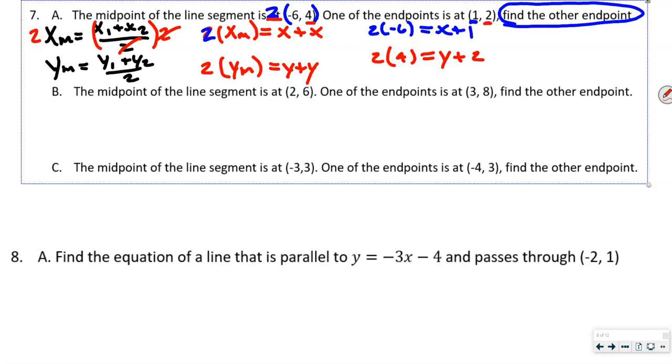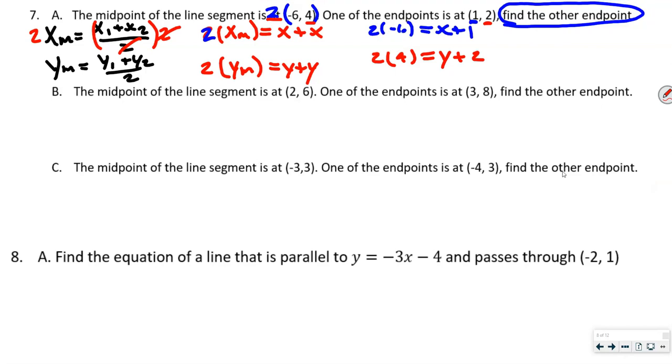So that's going to be what? -12. Actually, let me do this in blue, just so I can keep my color scheme here. So this is going to be -12 is equal to x plus 1. So we subtract 1 from both sides here. So that means x is going to be equal to -13, right?